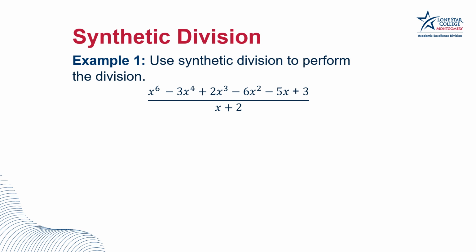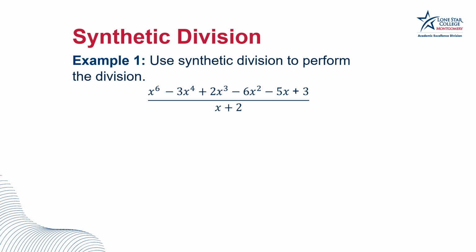So let's look at the example right here. We have used synthetic division to perform the division. We have x to the 6 minus 3x to the 4th plus 2x cubed minus 6x squared minus 5x plus 3, and that's all divided by x plus 2. So when we're applying synthetic division to this, we need to find the term we need to divide with, which is our k term. So that k term is the term we're dividing by in x plus 2.